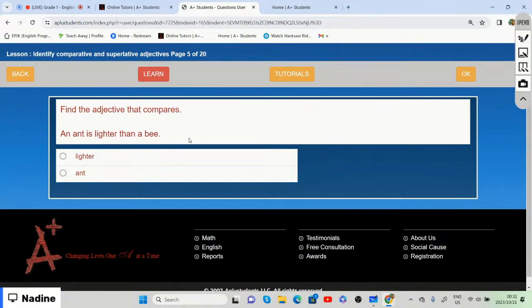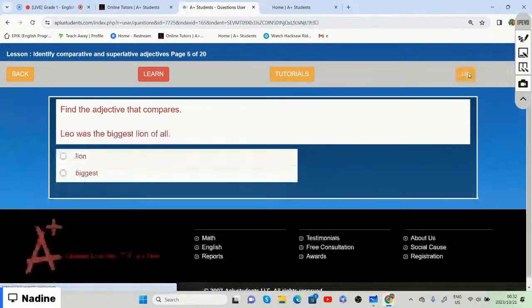All right. So an ant is lighter than a bee. We need to find the adjectives that compare, and we said lighter because it says that an ant is lighter than a bee.